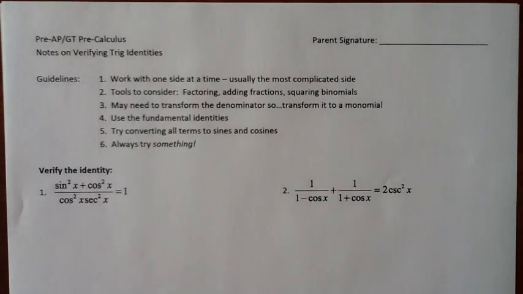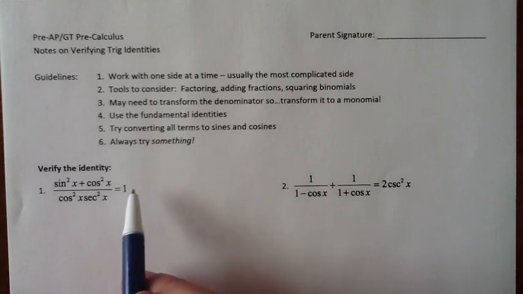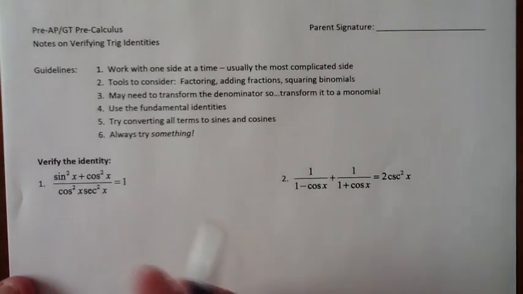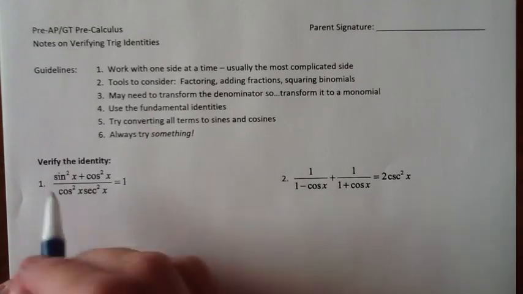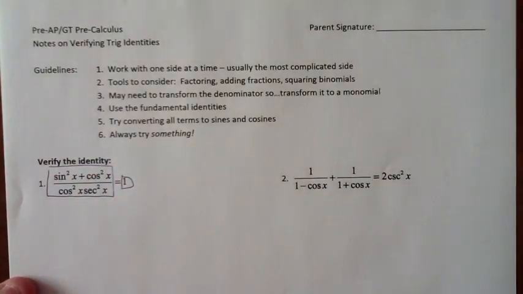Today we're going to be working on verifying trig identities. This is kind of a neat thing to do because we're actually going to be given the answer. Please, no miracle answers, all of a sudden 1 equals 1. But the goal is to get the left side equal to the right side. And what can we do?